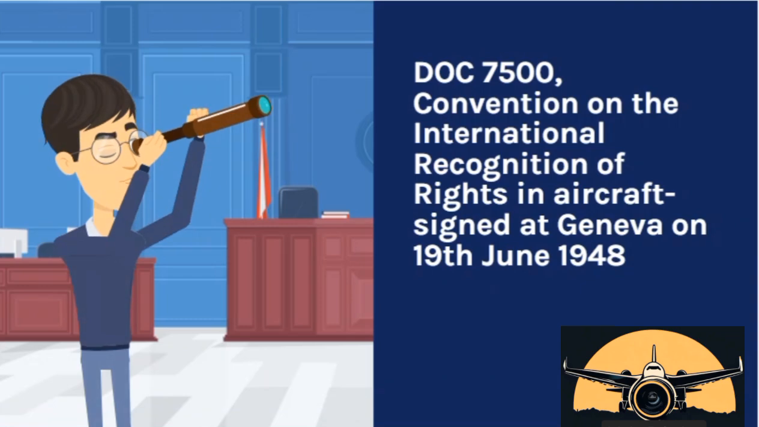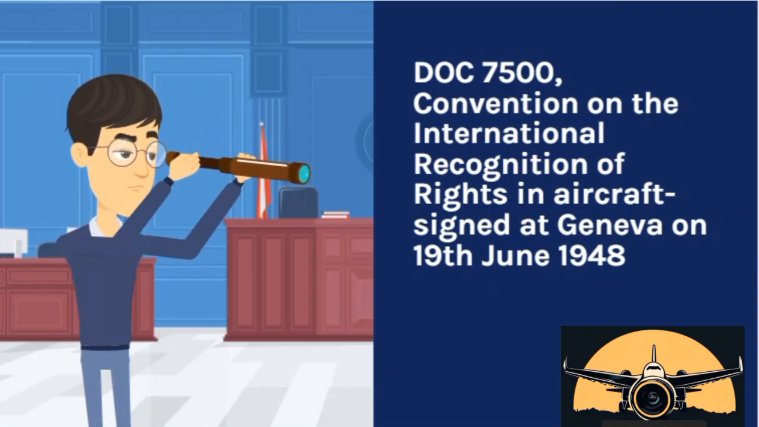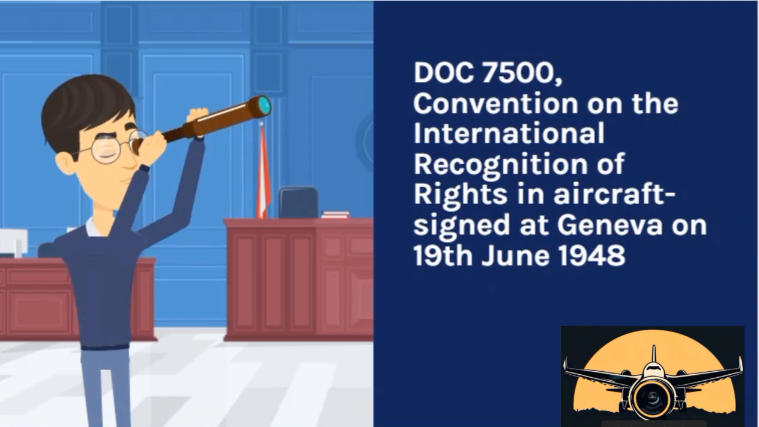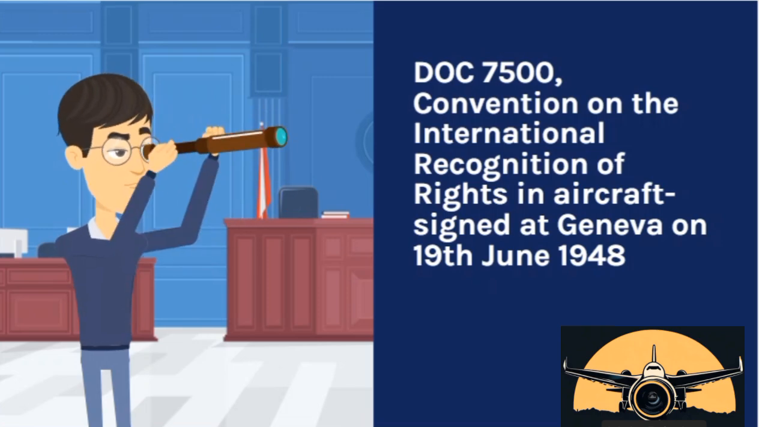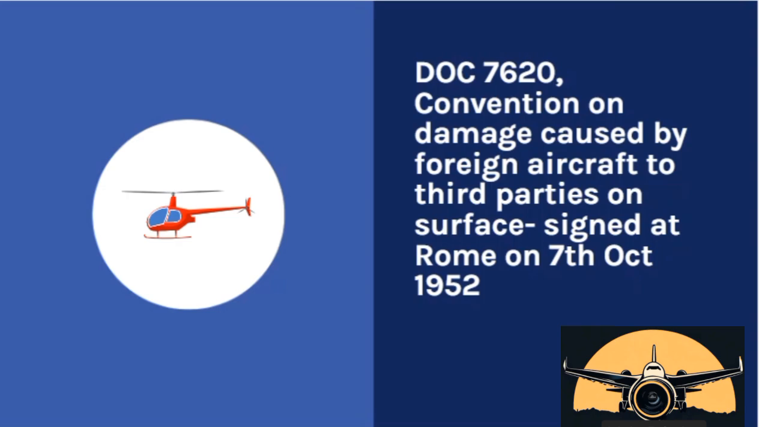DOC 7500. Convention on the International Recognition of Rights in Aircraft signed at Geneva on 19 June 1948. DOC 7620. Convention on Damage Caused by Foreign Aircraft to Third Parties on Surface signed at Rome on 7 October 1952.